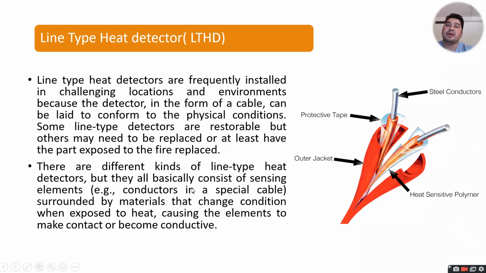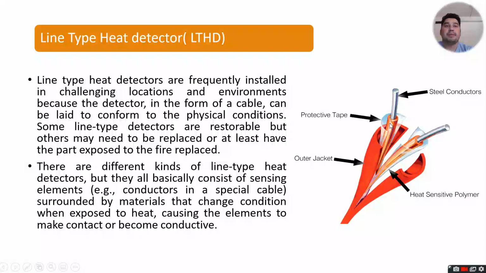There are different kinds of line type heat detectors, but they all basically consist of sensing elements, for example conductors in a special cable, surrounded by materials that change conditions when exposed to heat, causing the elements to make contact or become conductive. So this is the heat sensitive polymer, the outer jacket, then the protective tape. It is a protective tape that will protect the inner conductors.